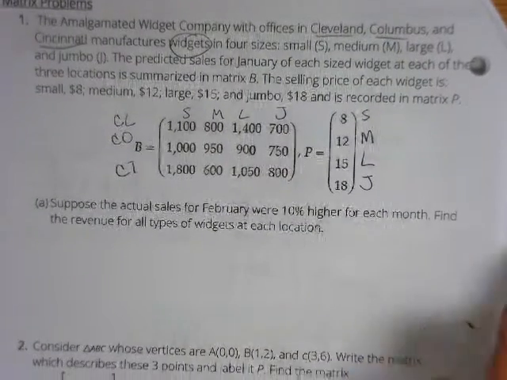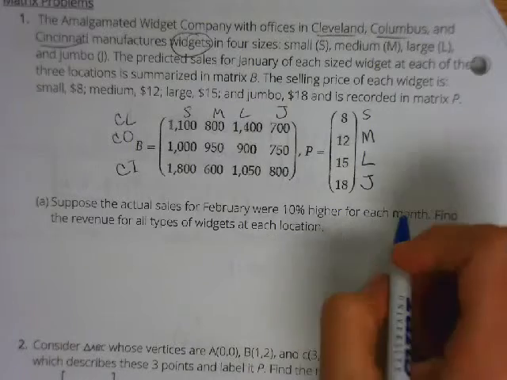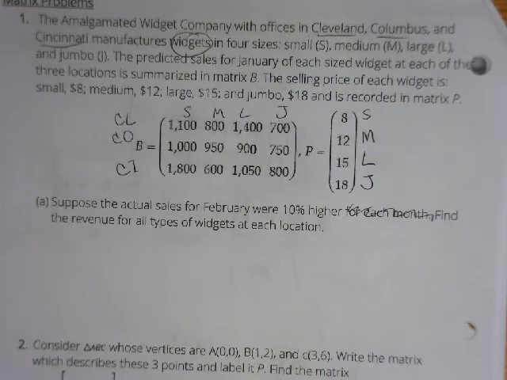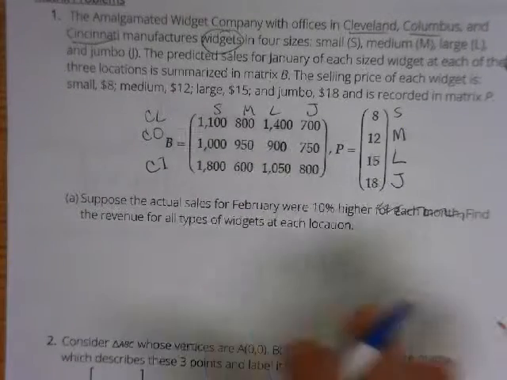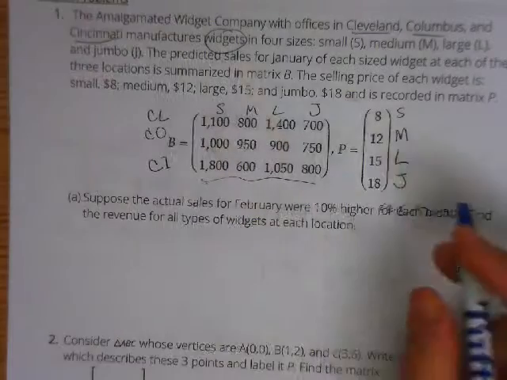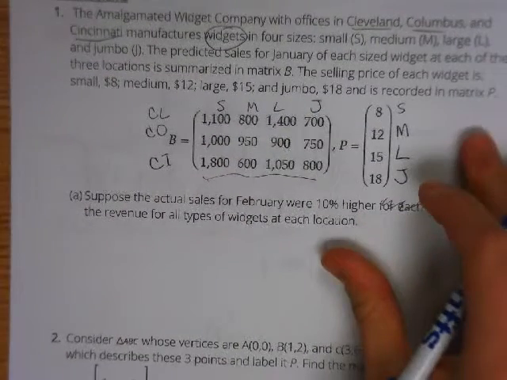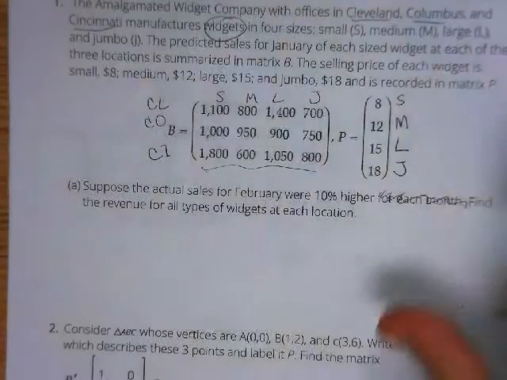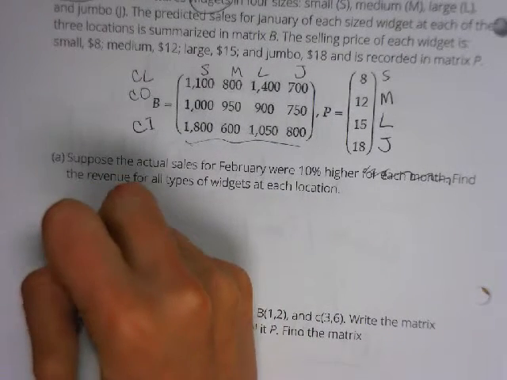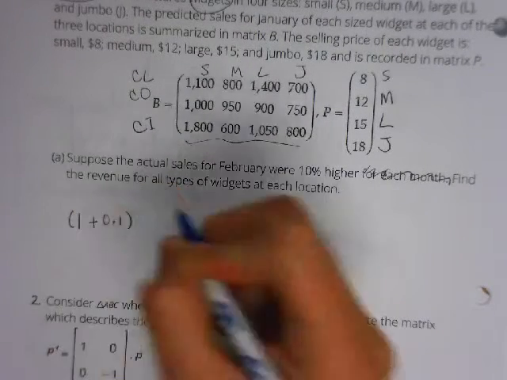Suppose the actual sales were 10% higher, and this shouldn't say for each month. Find the revenue for all types of widgets at each location. So first we need to find a 10% increase of these sales. And again, if we have a number and we want to increase it by 10%, I'm going to multiply it by 1 plus 0.1.